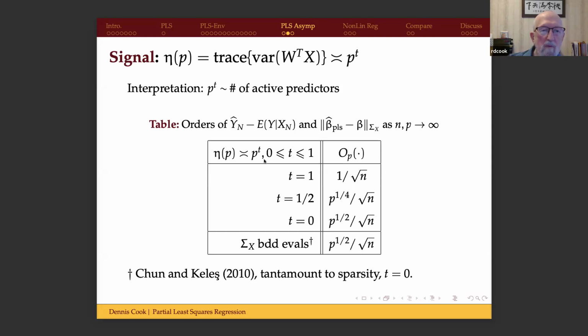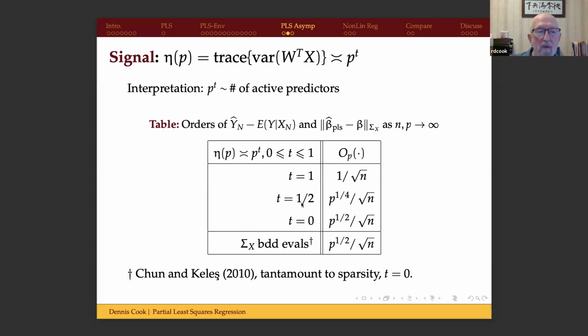So here we have the value of t. If t is equal to 1, then that says that almost all predictors are active. We've got a lot of active predictors. Then the convergence rate is root n. That's what I mentioned before. If you have a lot of active predictors, if you're in an abundant regression, you're going to converge at the root n rate. It doesn't matter what p is.